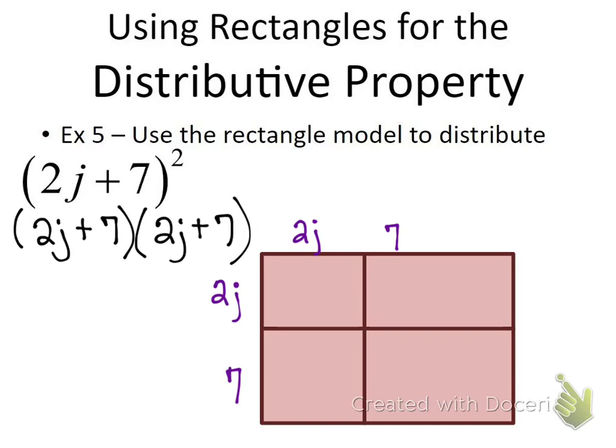Okay, Jenna, let's have you do the whole top row. You multiply 2j and 2j, that's 4j squared. That's correct. Okay. And then is it 2j times 7, which equals 14j? Okay. Maddie, let's have you do the bottom left, the whole bottom row.